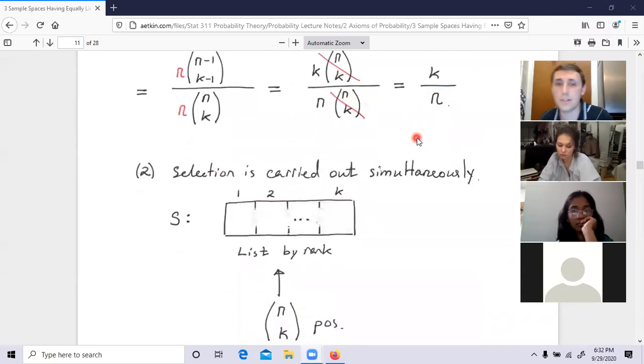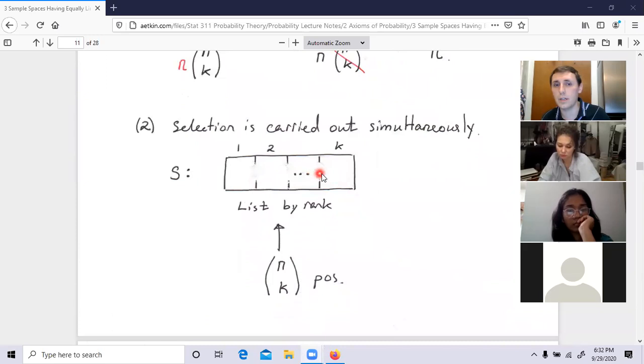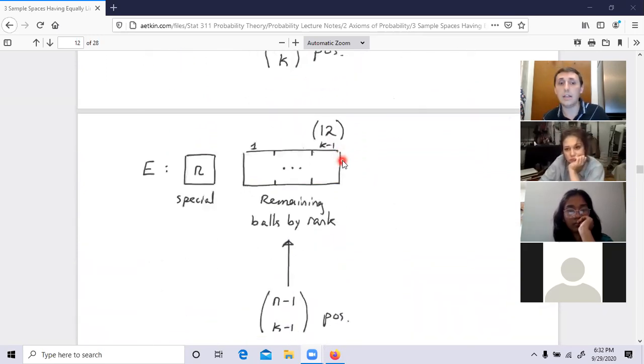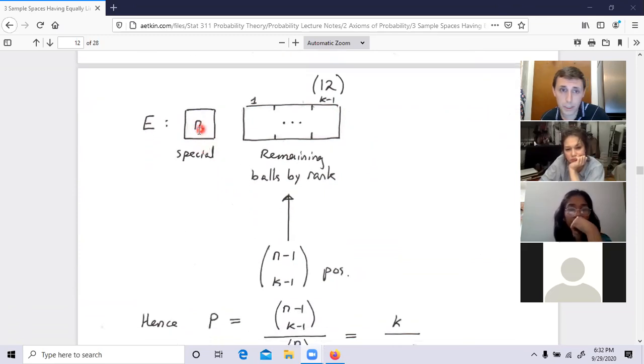So here is where selection is carried out simultaneously. Then there are gaps here. That means that I choose k individuals. I have n choose k possibilities for the sample space, simultaneous selection. And then here I will indicate that I chose the special ball and what remaining balls I selected in order. So that would be n possibilities, so this is already taken. This box I don't need to use. It's taken. It's filled in with n all the time because I picked the nth ball, and I just need to pick remaining k minus 1 out of n minus 1 balls.